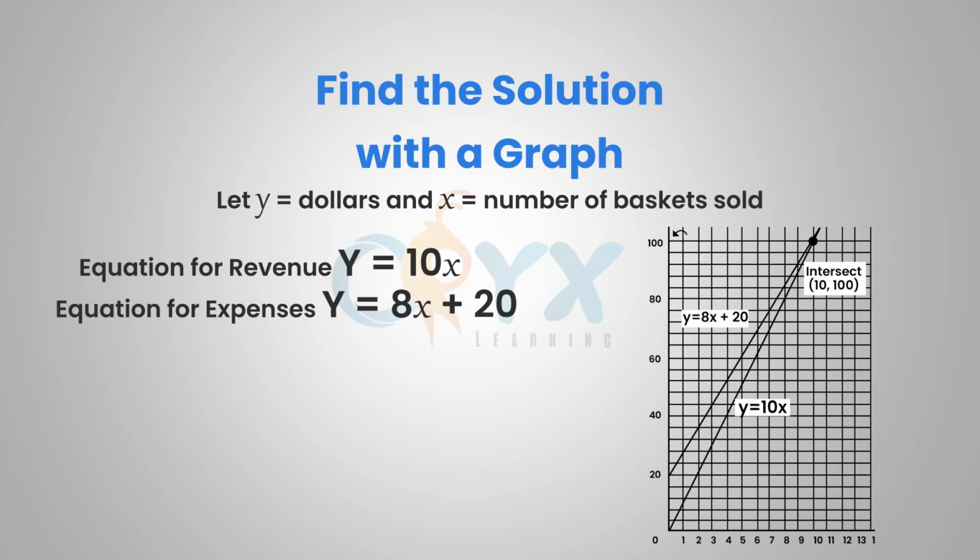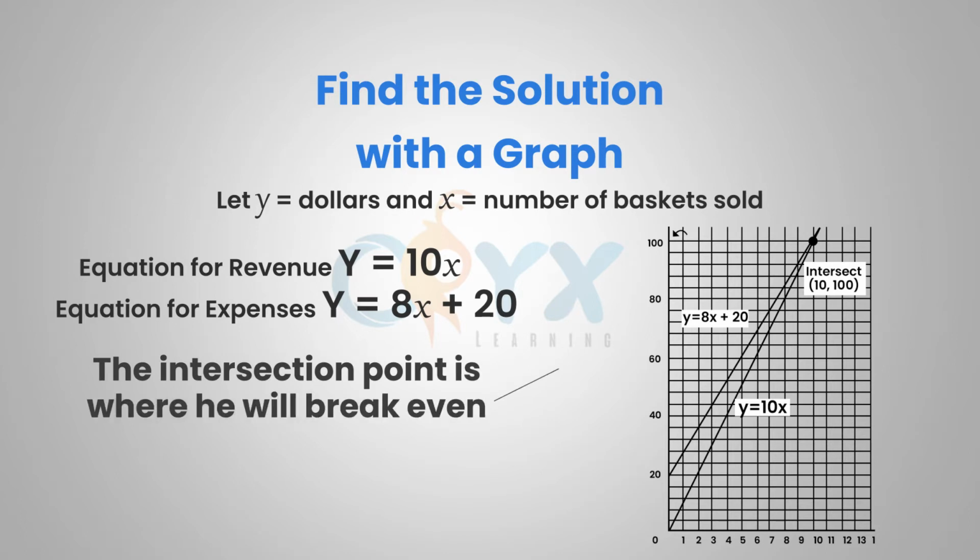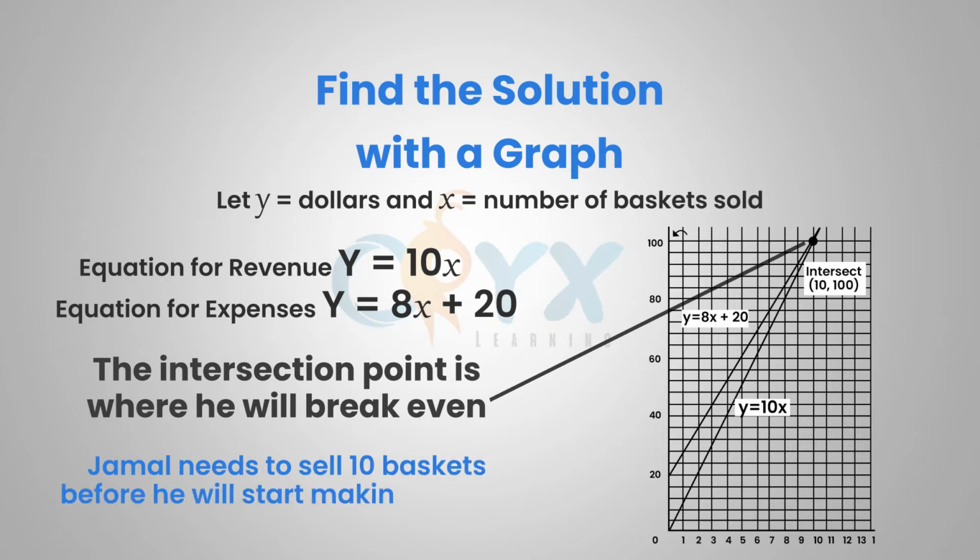Graphing these lines, we can see that they intersect at the point (10, 100). The intersection point is where he will break even. Therefore, Jamal needs to sell 10 baskets before he will start making a profit.